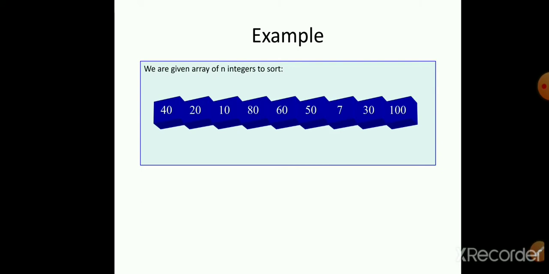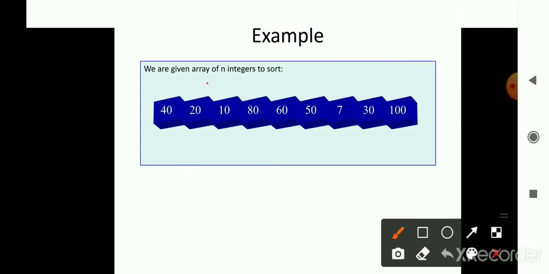Now here we have been given an array, and in that array we have 9 elements. Here n is nothing but the size of the array, and in our example n is equal to 9. So let's start with this. This list is the unsorted list, and we are going to sort it by using the quicksort algorithm.